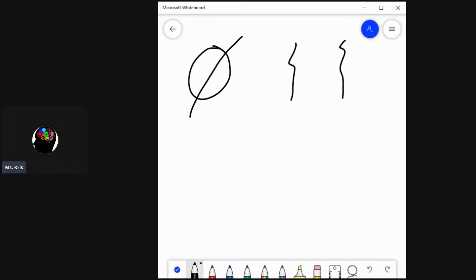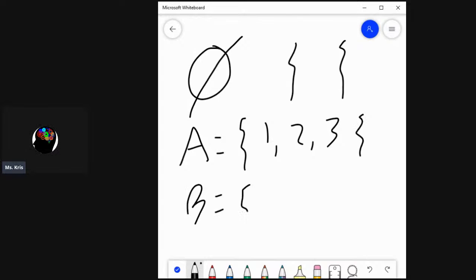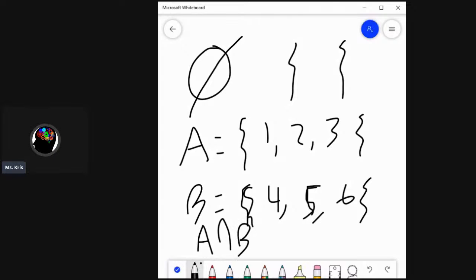So say, for instance, you have set A: 1, 2, 3, set B: 4, 5, 6. The intersection of A and B, which is what we're going to talk about in a little bit, would produce an empty set. And the reason being is because the intersection means what numbers in their sets do they have in common. And since A has nothing in common with B, they have an empty set.